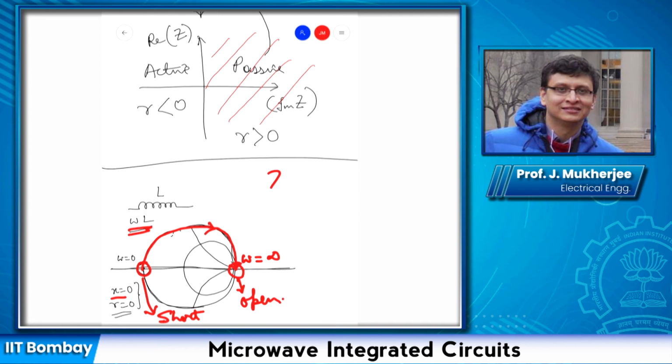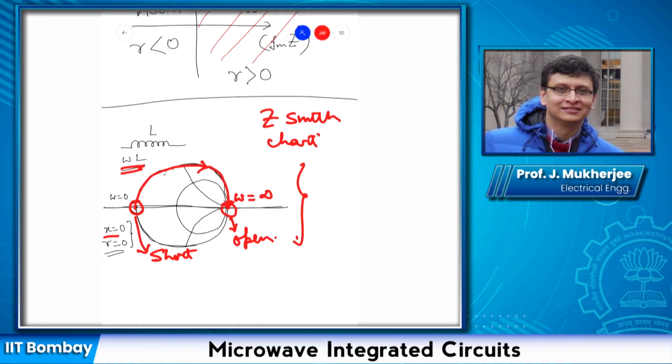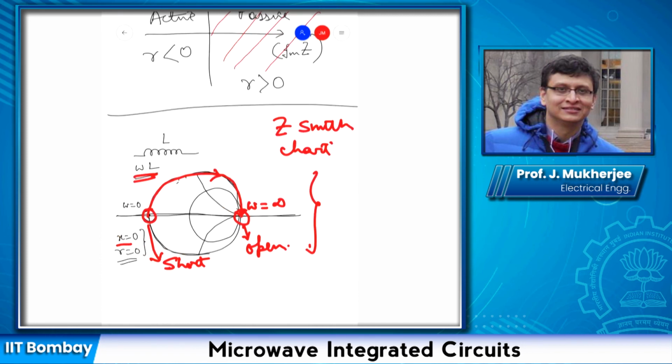So on a Z Smith chart, or the entire Smith chart theory that we discussed just now, is what is known as a Z Smith chart. Why? Because we use this relationship, right? So here our parameter which is translated to the gamma plane is impedance, or the normalized impedance, this one.